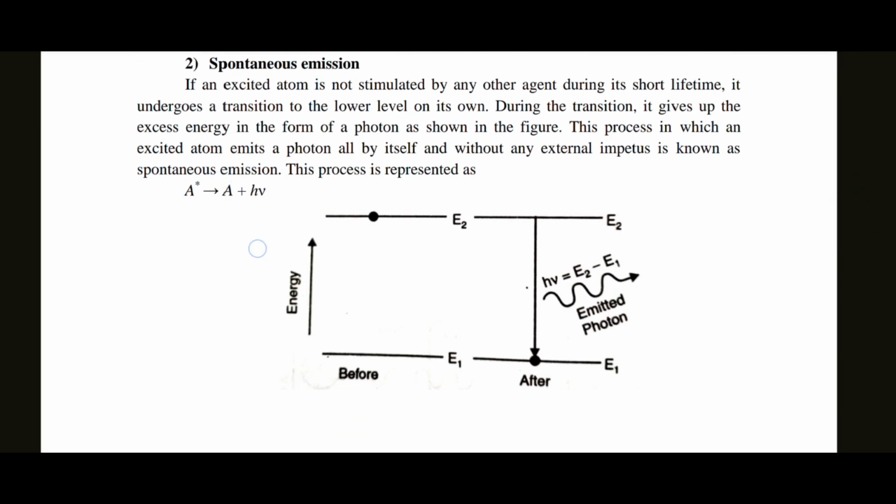Spontaneous emission. If an excited atom is not stimulated by any other agent during its short lifetime, it undergoes a transition to the lower level on its own. During this transition, it gives up the excess energy in the form of a photon, as shown in the figure. This process, in which an excited atom emits a photon by itself without any external impetus, is known as spontaneous emission. This process is represented by A star gives A plus h nu.